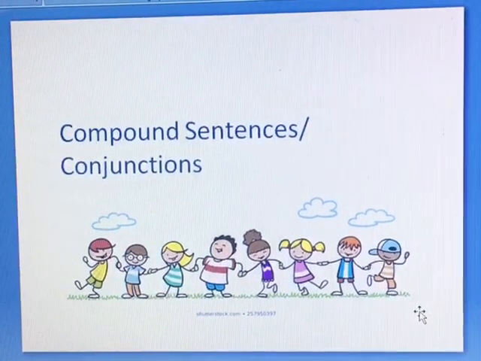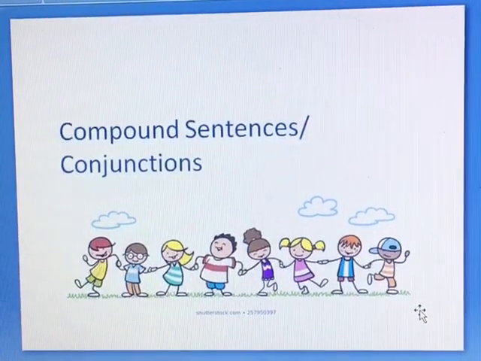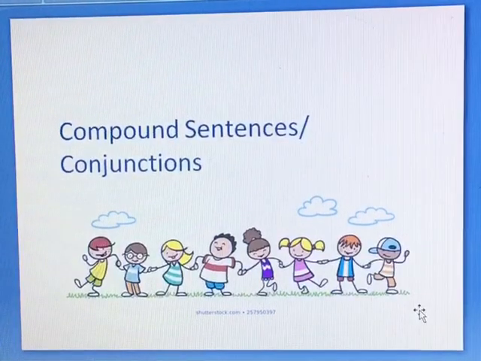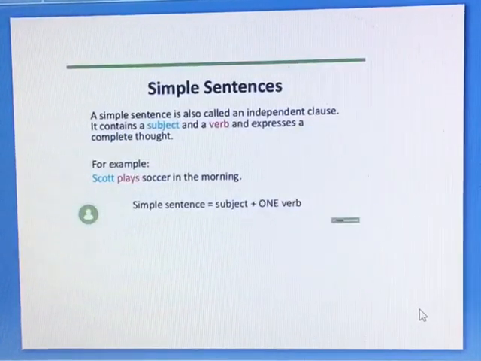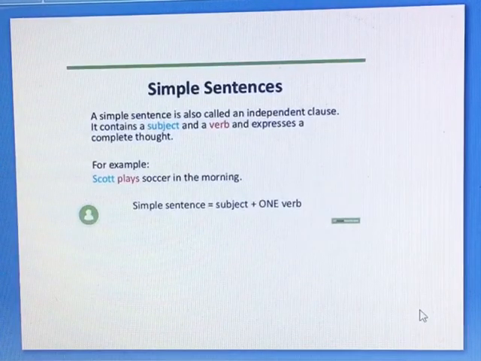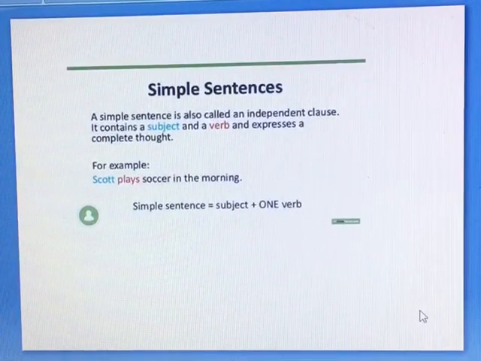Hello, grade 6. Today we're going to talk about compound sentences and conjunctions. First, we're going to talk about simple sentences.